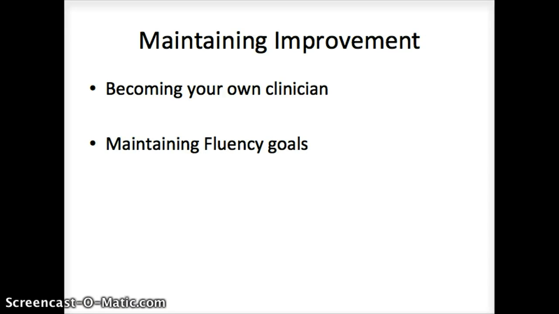So they can maintain their improvement by becoming their own clinician and maintaining their fluency goals. And so you as a clinician are trying to teach them to become their own clinician and use these techniques in their everyday speech.